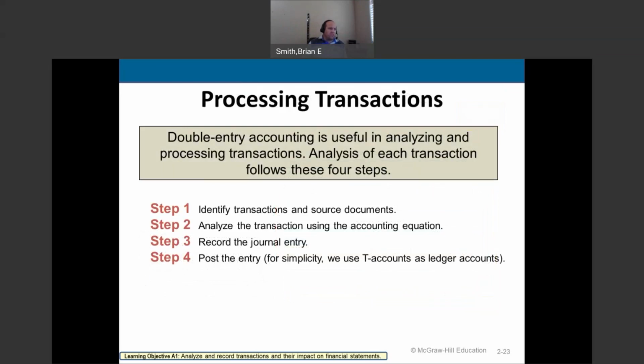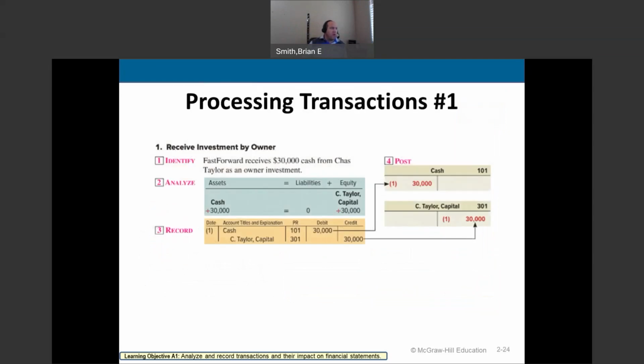All right, so here we go. Let's go ahead and look at some transactions, okay? This is going back now through the prior transactions from Chapter 1. Fast Forward receives $30,000 from Chaz Taylor as an owner investment. So we see here, analyzing it using the accounting equation, that cash increased and so did equity. Well, what increases cash?